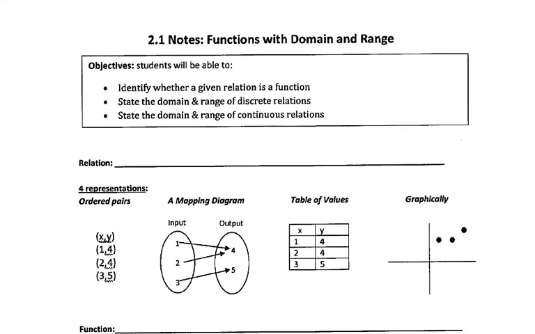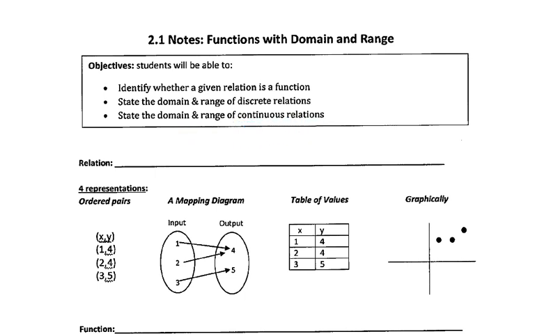Today's lesson is going to be on functions with domain and range. We're going to do three things. We're going to identify whether a given relation is a function, state the domain and range of discrete relations, and then state the domain and range of continuous relations. So first thing let's talk about is vocab.